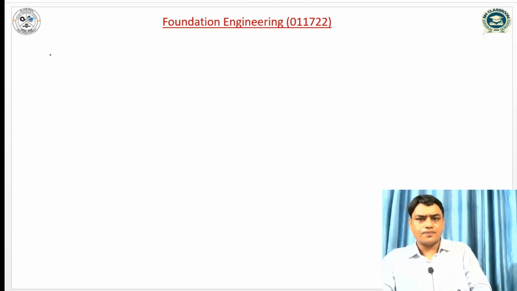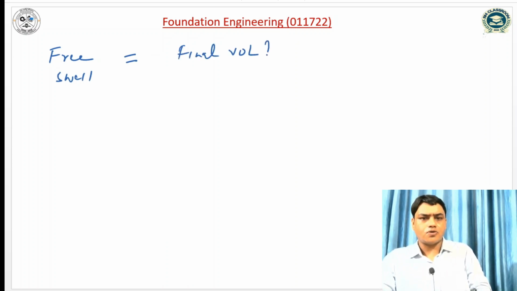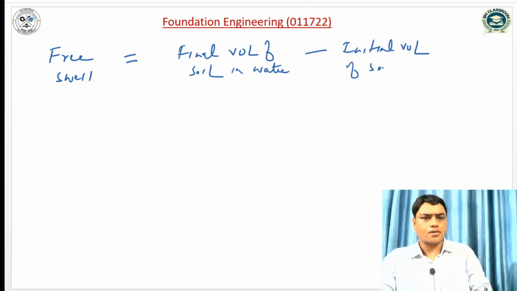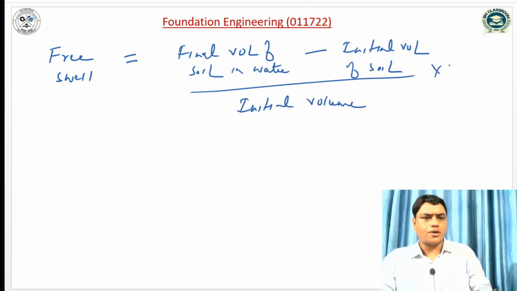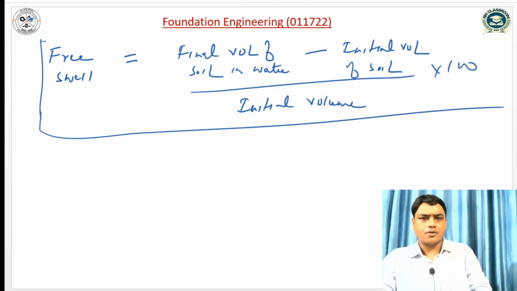So free swell can be computed as final volume of soil in water minus initial volume of soil divided by initial volume into 100. So this will give the value of free swell in percentage.